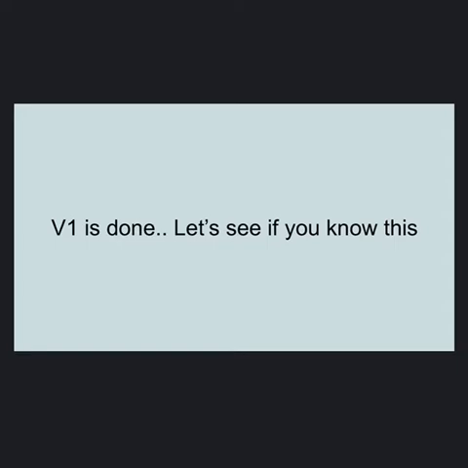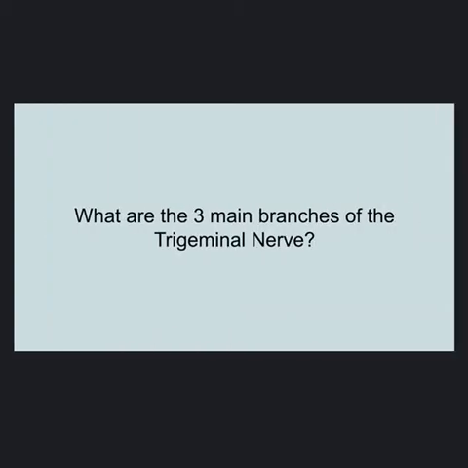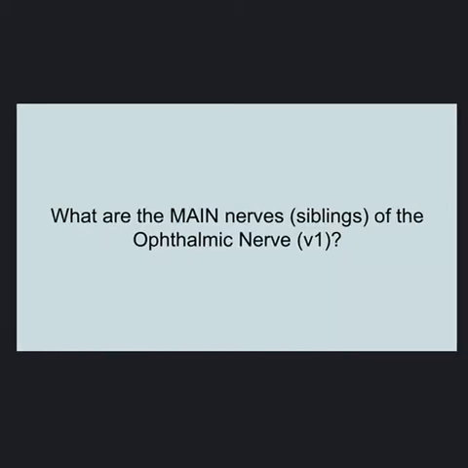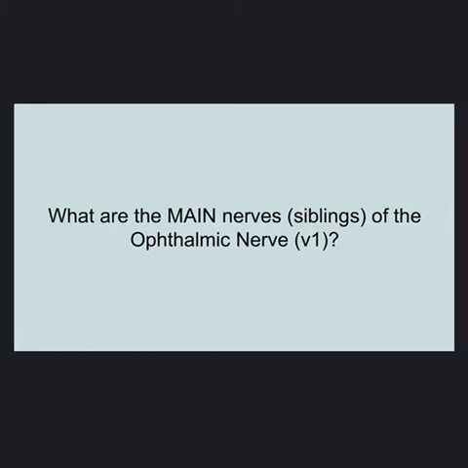Let's see if you understood what I just explained. What are the three main branches of the trigeminal nerve, or the three kids? Oh, I'm sorry. What are the three main branches of the trigeminal nerve in general? So that's ophthalmic, maxillary, and mandibular. What are the main nerves or the siblings of the ophthalmic nerve? That's what I was trying to say on the last one.